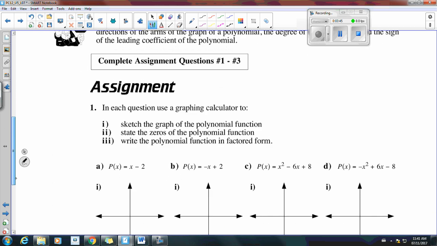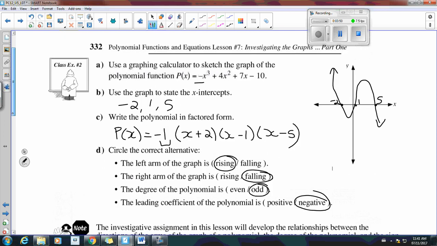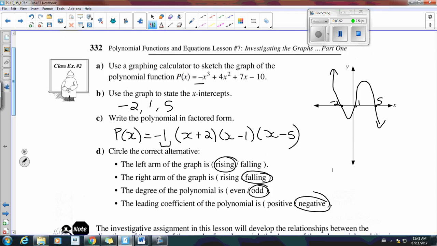So if you were to step through the assignment, you do the investigation we did in class, which allowed us to summarize a few things. It allowed us to summarize that if we have an odd degree, the two arms are going opposite directions. One is going up and one is going down, like in this example. If we have an even degree, such as a quadratic or a quartic function, both arms go in the same direction. We also discovered that if we have a negative leading coefficient, the right arm is going down always. If we have a positive leading coefficient, the right arm goes up.